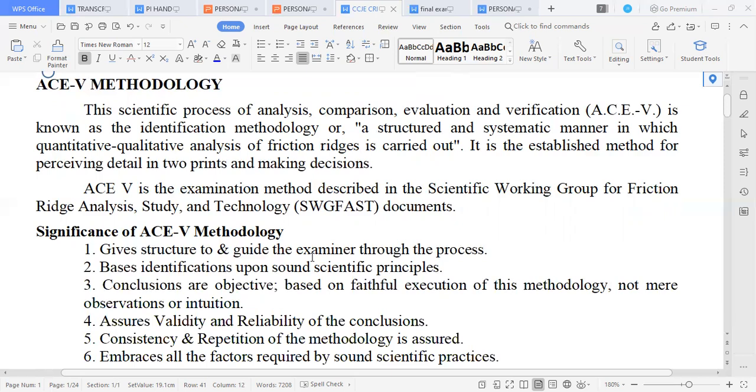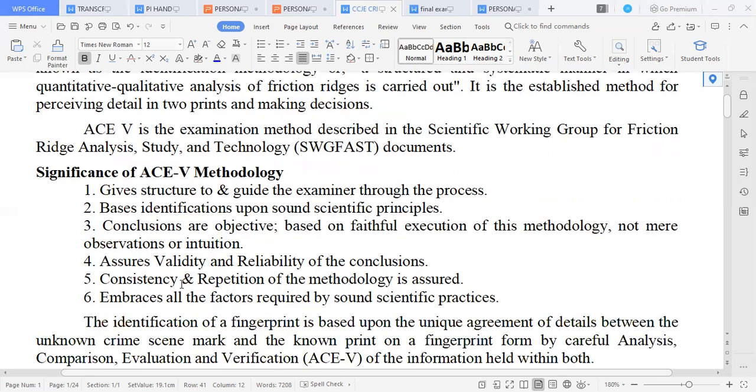Okay, it is also the basis in the identification upon sound scientific principles. So it is done in a scientific manner. Conclusions are objective. It is based on faithful execution of this methodology and not mere observations or intuition. Assures validity and reliability of the conclusions. Consistency and repetition of the methodology is assured. So this would ensure the accurate result. And lastly, it also embraces all the factors required by sound scientific practices.